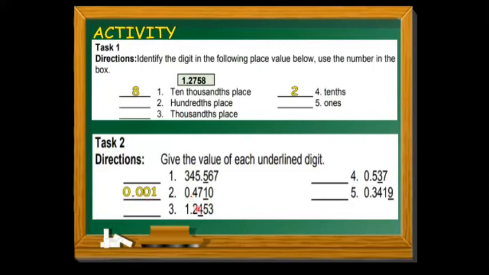So gawin natin yung number 4. The problem is 537 thousandths. So number 3 yung ating may underline digit. So yung number sa left side, gawin nating 0 yan. The right side, the numbers there will be automatically mawawala na siya. So the answer will become 0.03 or 3 hundredths. Okay?